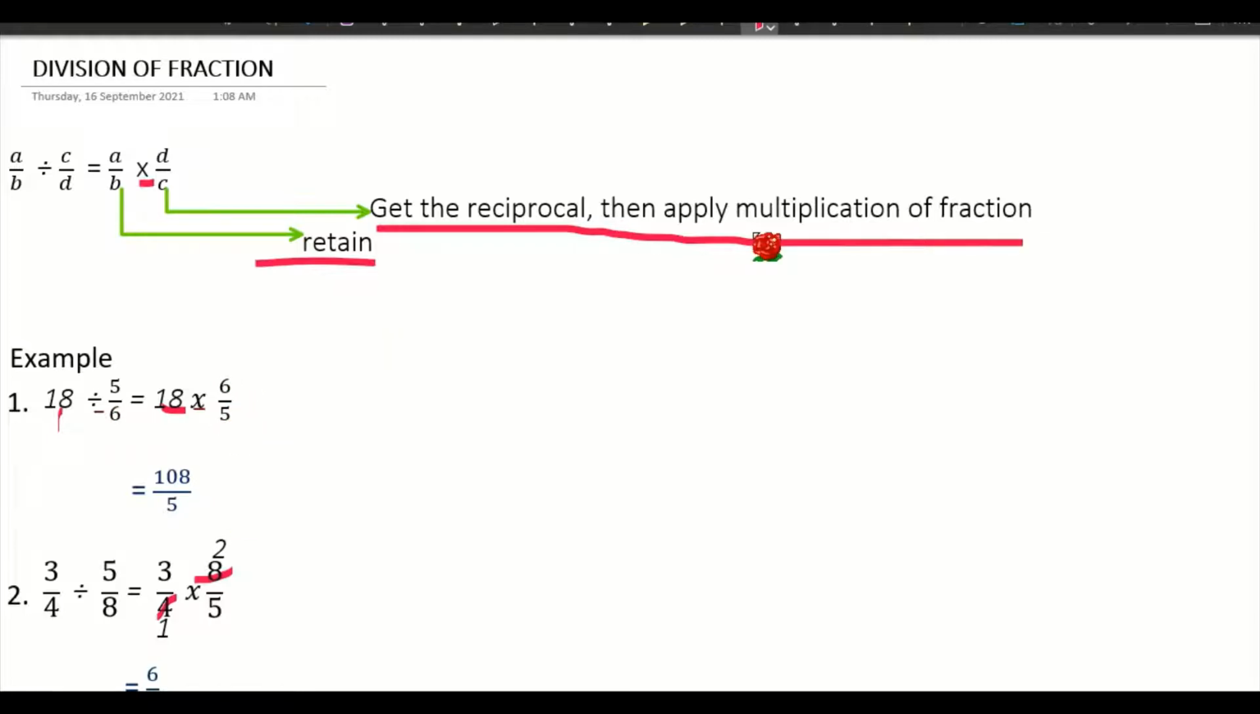And then apply multiplication of fraction. So that is times. Sa multiplication of fraction, all we have to do is to multiply the numerator to numerator and denominator to denominator. So 18 times 6 is equal to 108. 1 times 5 is equal to 5. So therefore, 18 divided by 5 over 6 is equal to 108 over 5.